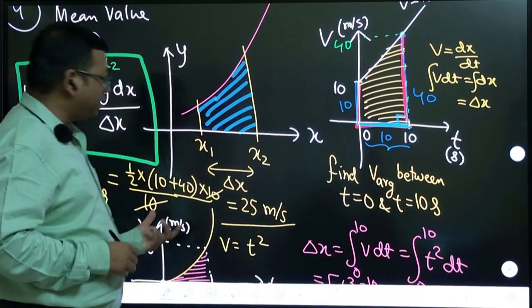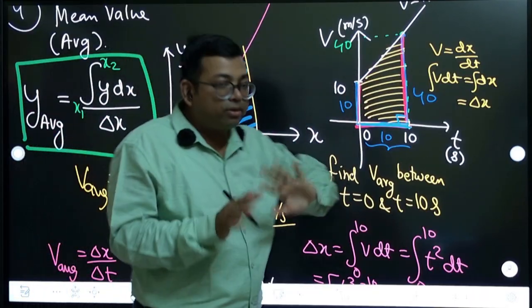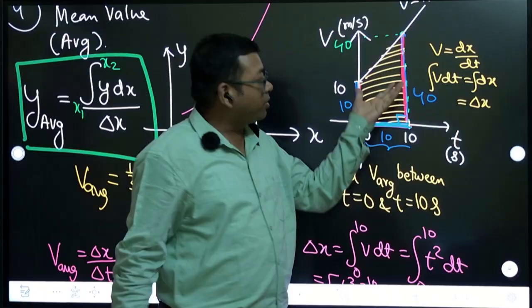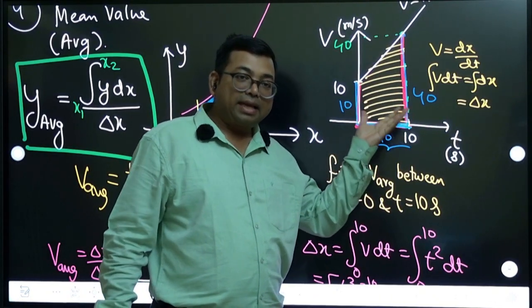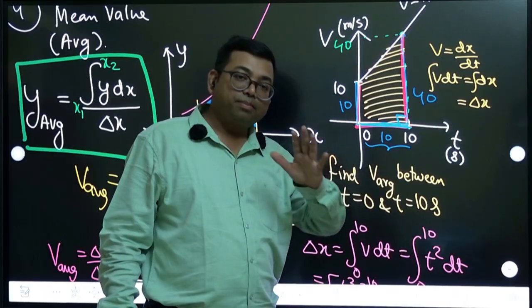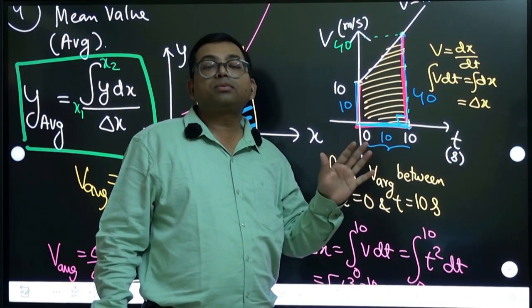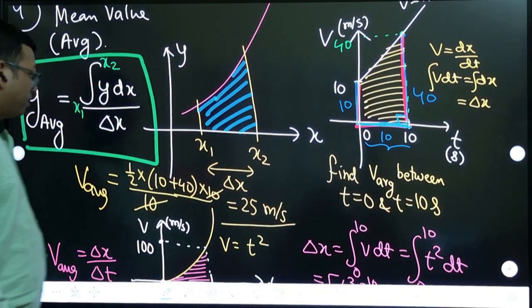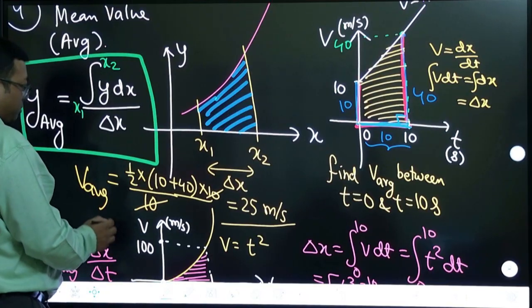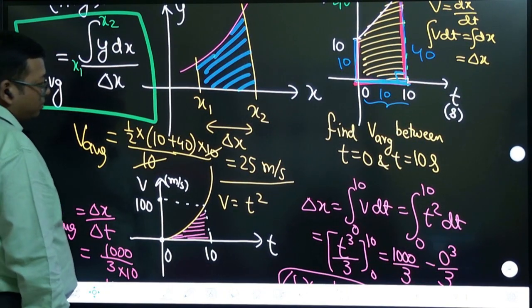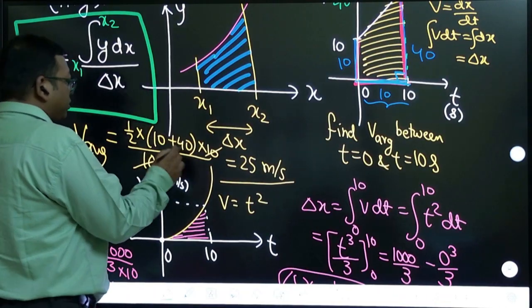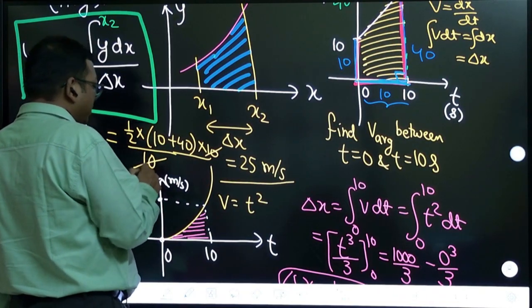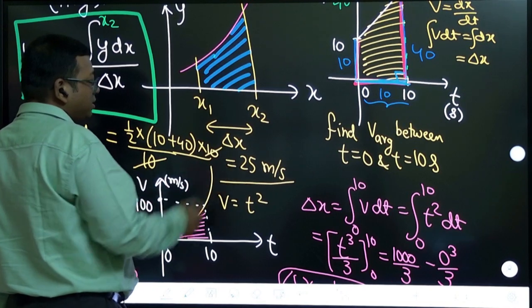Clear? That's the area. To calculate this area, you don't have to do integration. Why? Because it's a simple figure. Triangle, rectangle, trapezium are simple figures. For that, you don't have to do integration, right? Clear? So half into the sum of parallel sides into height divided by the time interval 10. This will get cancelled, 35.